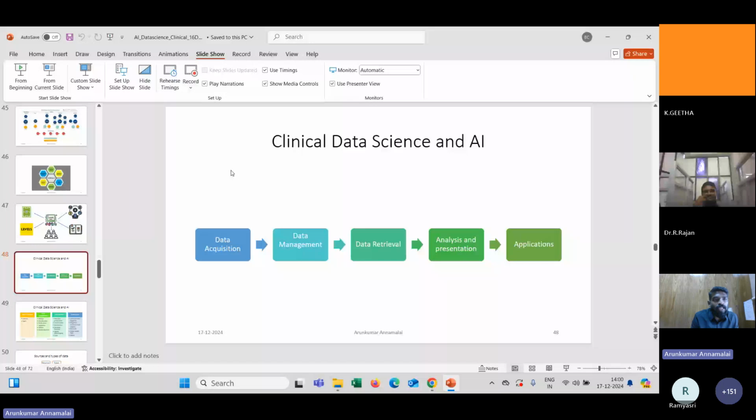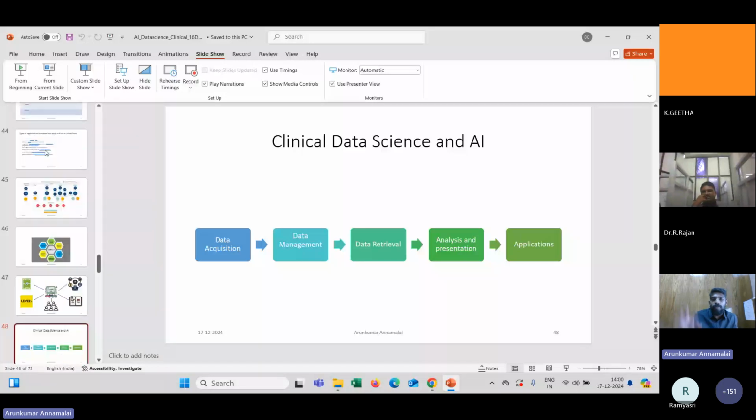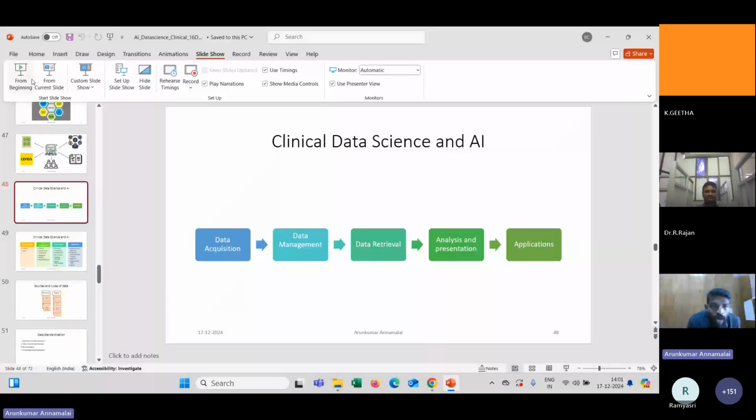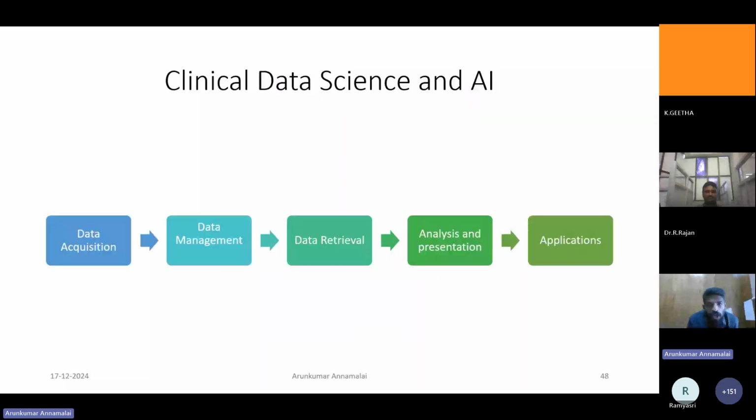Like I said, in this entire AI and healthcare, clinical data plays the major role, the deciding factor. What decides AI in healthcare or clinical is always the resource, which is the clinical data. So clinical data science and AI is what we'll be focusing on now. These are the various steps: how do you acquire the data, how are you managing the data, how you are going to retrieve the data and work on it, and finally how do you analyze and present it, and the applications that it's going to be used for.